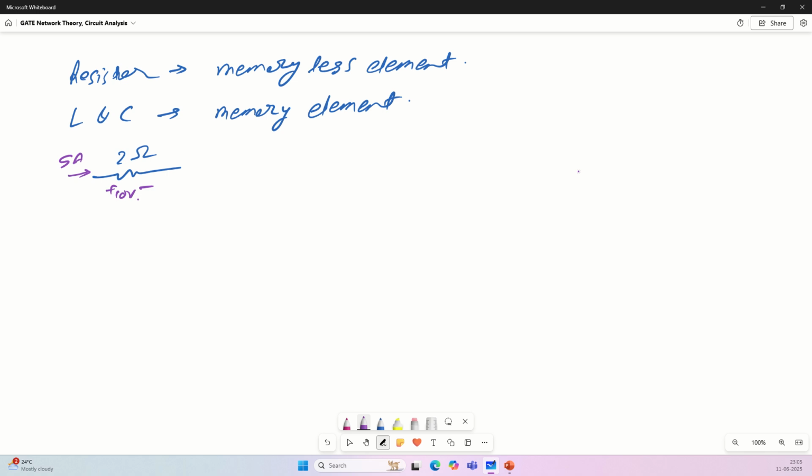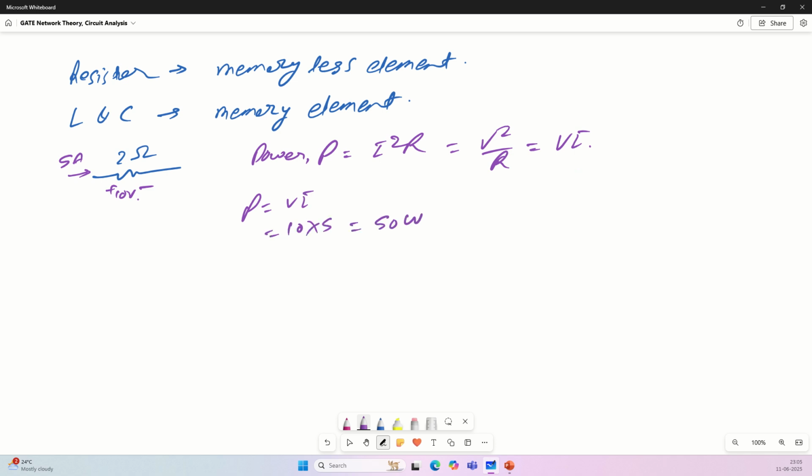You know already, if you want to find out power, power P is equal to I square into R, that can also be written as V square by R, and that can be written as V into I. Whatever way you want, you can calculate that. Can you tell me what will be the power in this case? Let us say I will put V into I. So 10 into 5, that is 50 watt. So 50 watt is the power which is going to be delivered to this particular resistor.